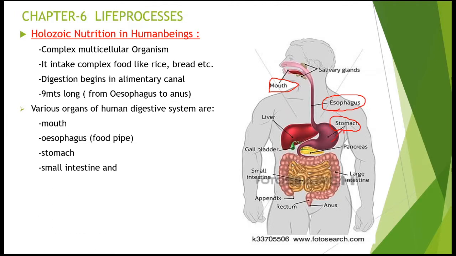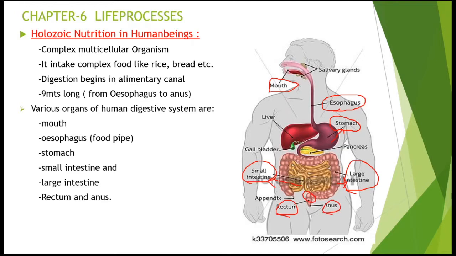And the next is the small intestine. In the picture I am showing, this is the small intestine. And next is the large intestine. In the picture, I am showing with the red mark, this is the large intestine. And next, the rectum and anus. Here is the rectum, and the next one is the anus. This is the last part of the alimentary canal.